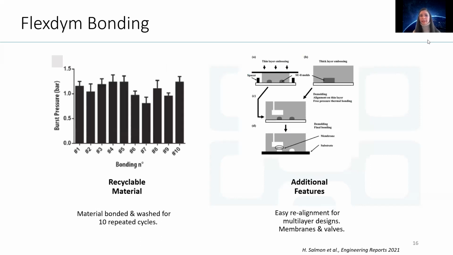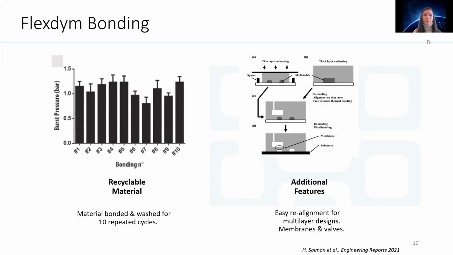Another key point is that Flexdym is a recyclable material. What I mean by that is that you can mold the Flexdym using your hot embossing method, assemble your device, use it, and then if you wish to reuse that sheet of molded Flexdym, you can. You simply just have to wash it or sterilize it, which can be done using gamma or ethylene oxide, and then remold your device and create a new device using the same material.